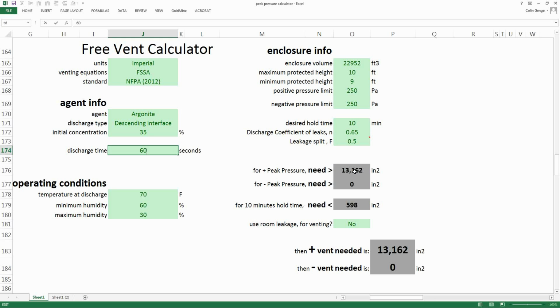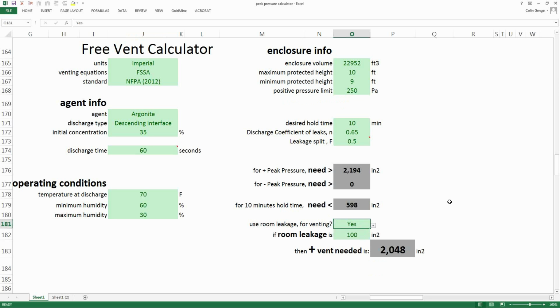13,162 square inches of venting. For a 10-minute hold time, we need less than 598 square inches. And if we're going to use the room for venting, we'll say yes, then it says we need a vent of 2,048 square inches. So what can we do about that?